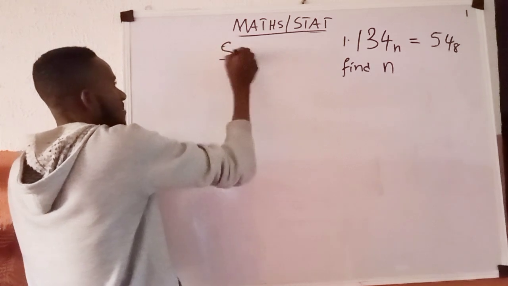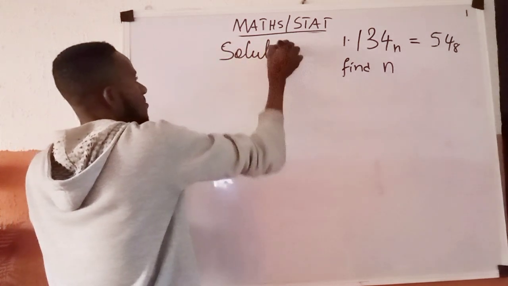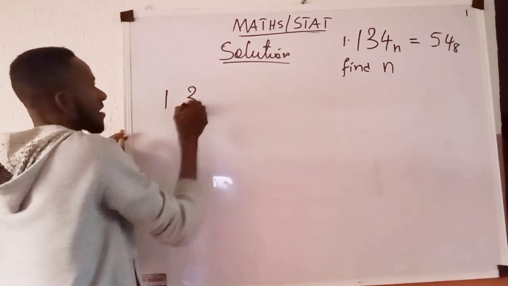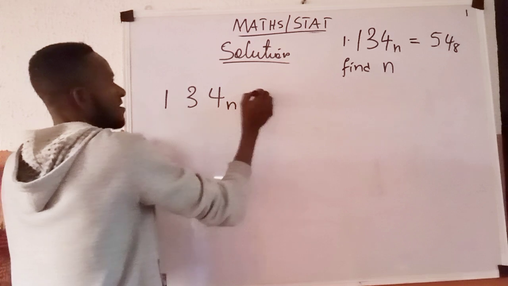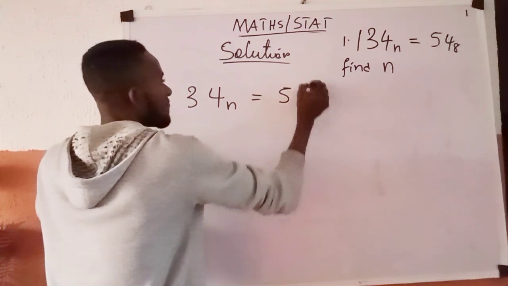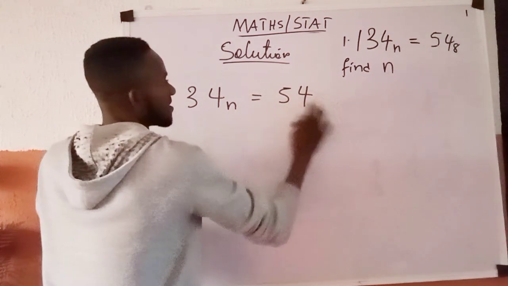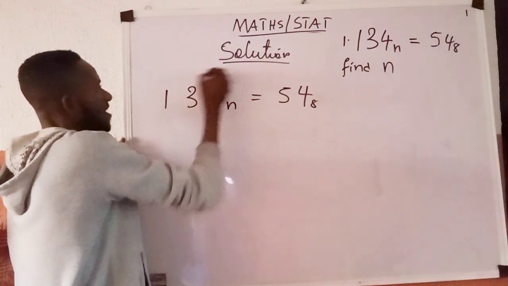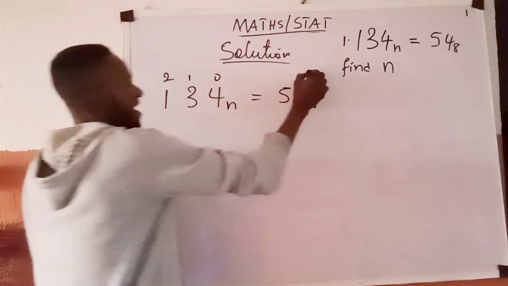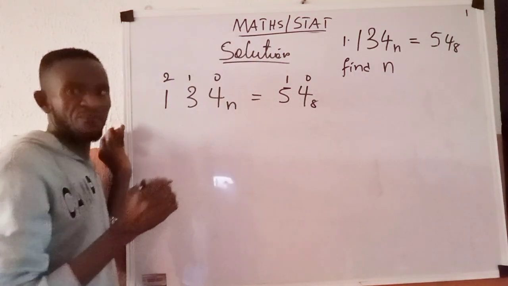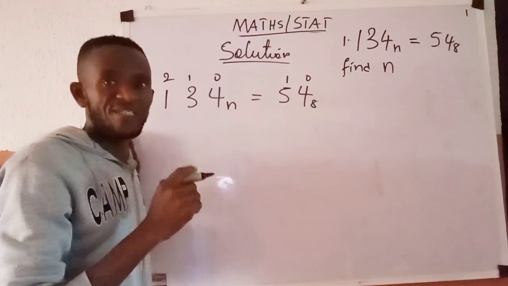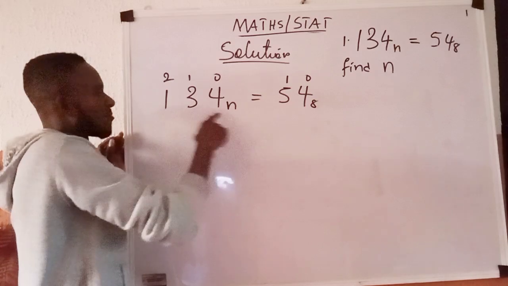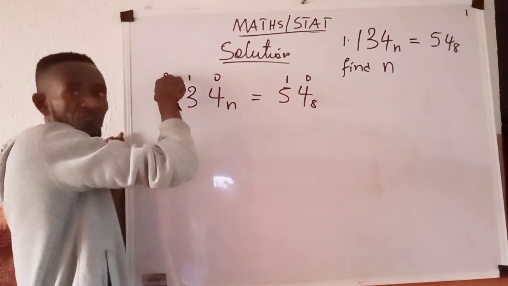And by so doing, you now come here and write your solution. We write that number again: 1, 3, 4 base n is given as 5, 4 in base 8. So I will equally write 0, 1, 2 and then 0, 1 as the position of these digits in these respective numbers. And as usual, take the first digit, multiply by the base, and raise it to the power of the position.